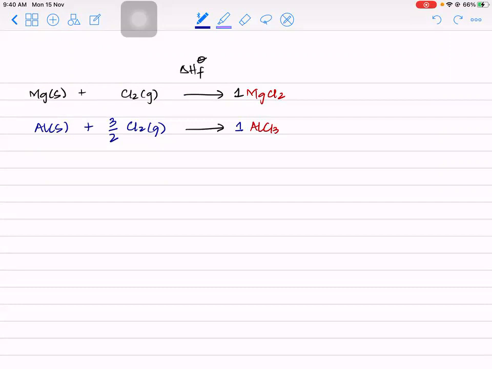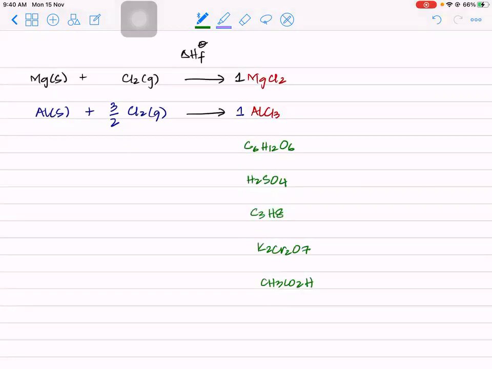Clear? Can you guys try to write the equations for formation of C6H12O6? Write it for H2SO4, for C3H8, K2Cr2O7, CH3CO2H, C2H5OH. Very quickly, write down the enthalpy change of formation for all of these.